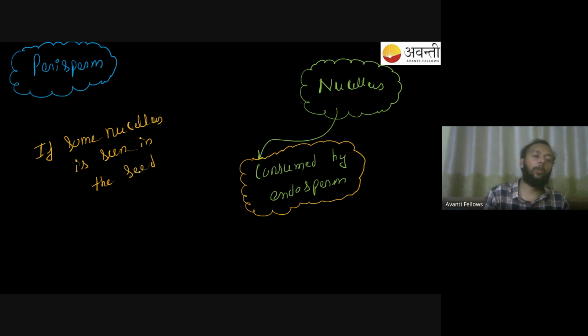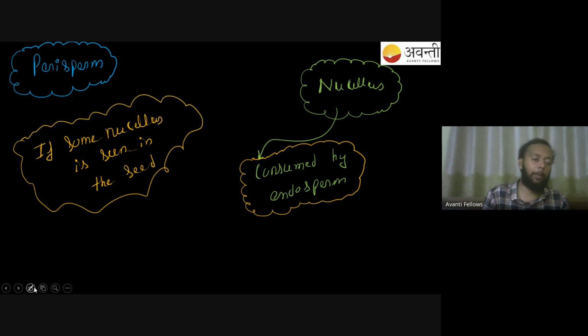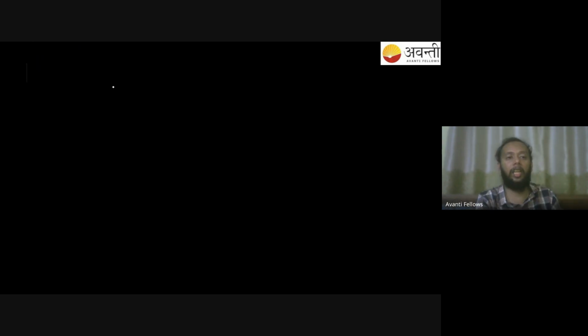then such nucellus is called the perisperm. If some nucellus is seen in the seed after the maturation of the embryo, then such nucellus is called the perisperm. उसको हम बोलते हैं वहां पे एज अ पेरिस्पर्म. देख लो यहाँ पे.